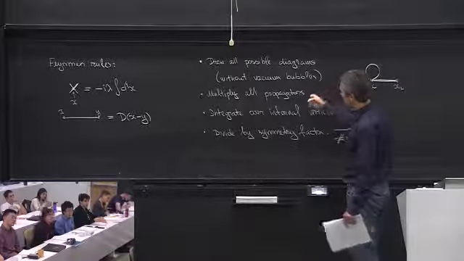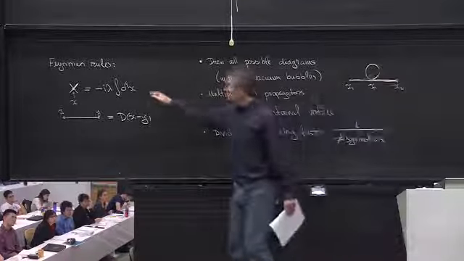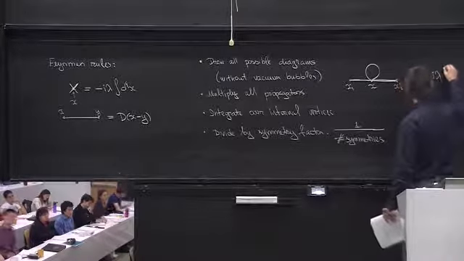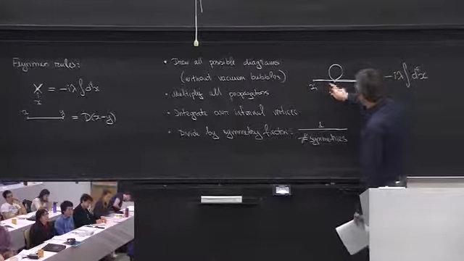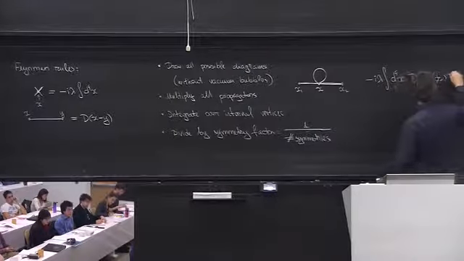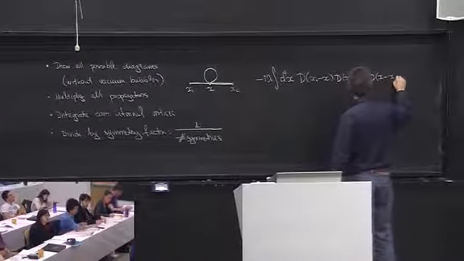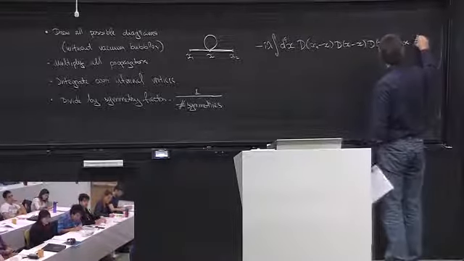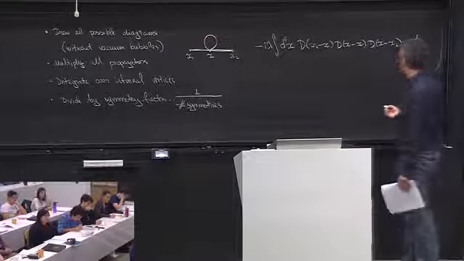Then we should multiply all propagators. And what propagators do we have here? Actually, we should multiply both vertices and propagators. The vertex gives us a factor of minus i lambda, and then the integral over d^4 x. Then we multiply propagators, and we have 3 of them. One connects x1 with x, the other connects x with x, and the third connects x with x2. Then we also realize that this diagram has a symmetry, so we should divide by the order of the symmetry group, which is 2.